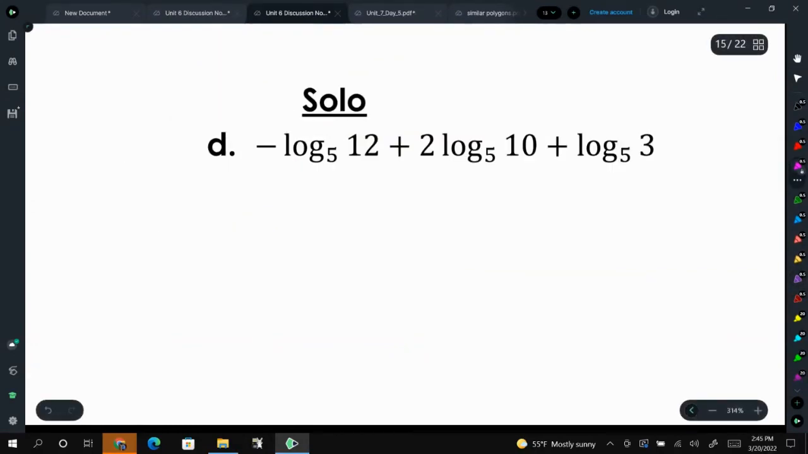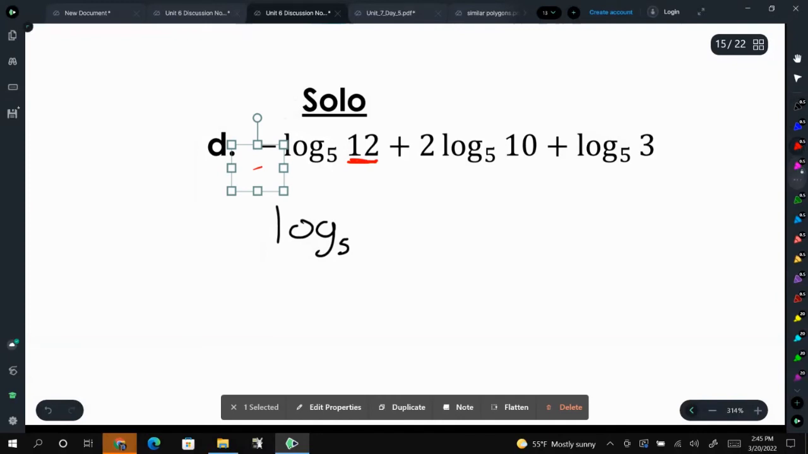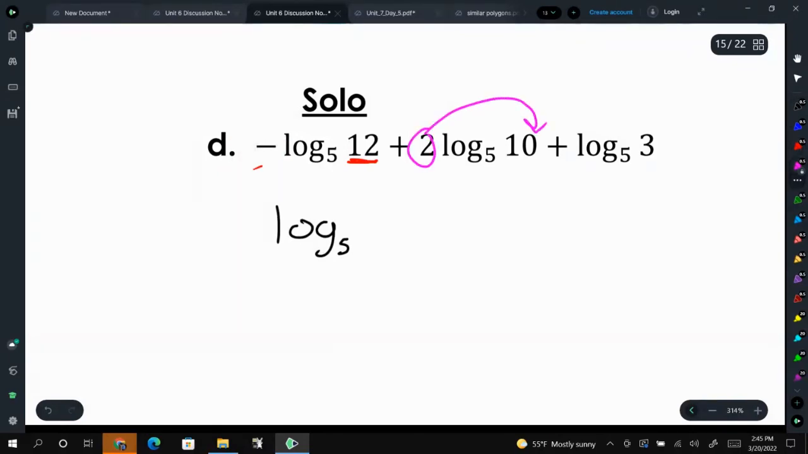Now with letter D, this subtraction sign means that this is going to go into our denominator. So we're going to have log base 5. This 2 is going to go up here. So 10 squared times, because of this plus sign, times 3 over 12.